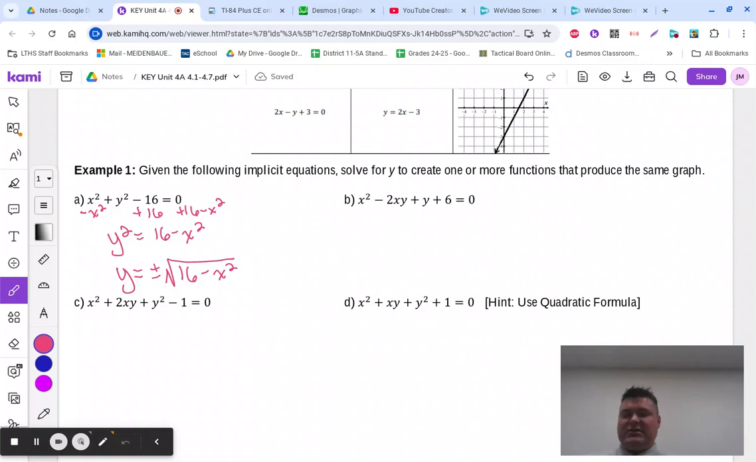And we're going to leave the answer just as that because the positive is a semicircle, which is a function. The negative is a semicircle on the bottom, which is also a function. So putting it together gives us our full circle there.